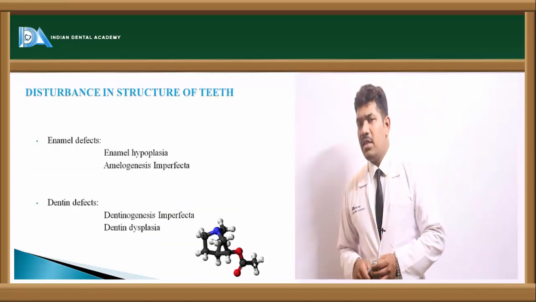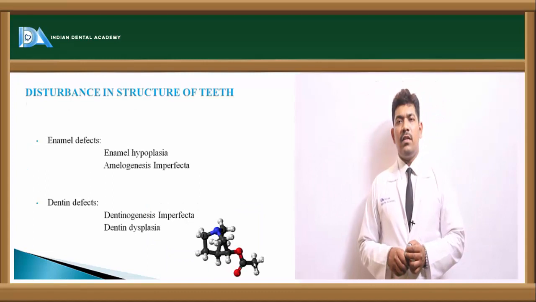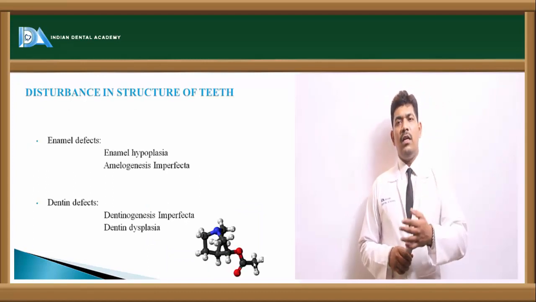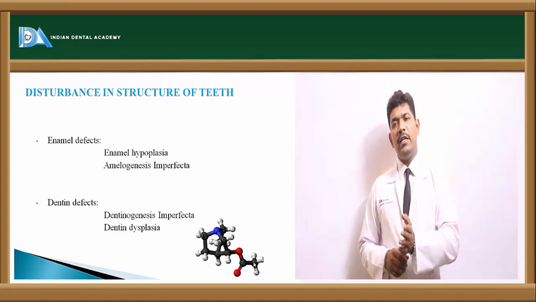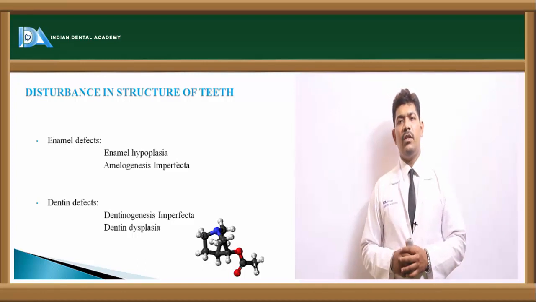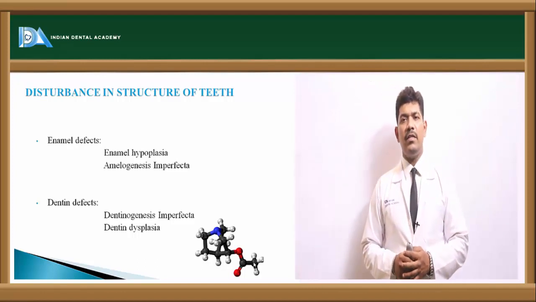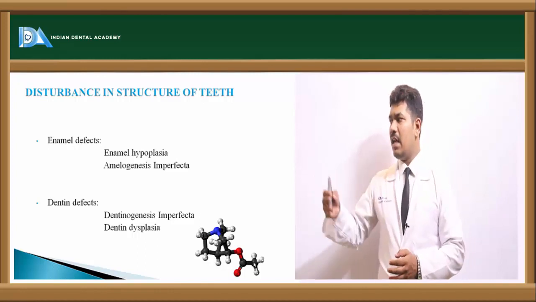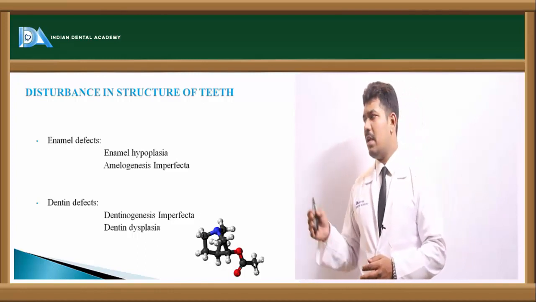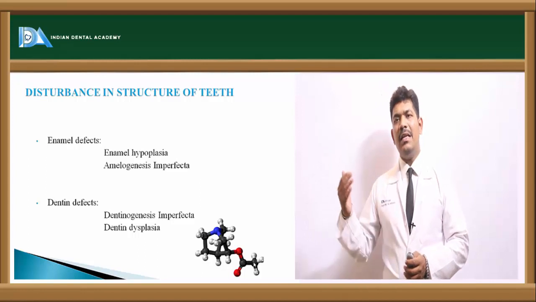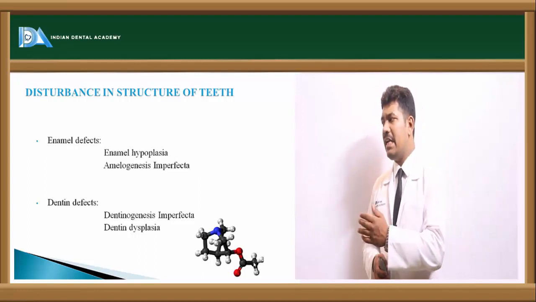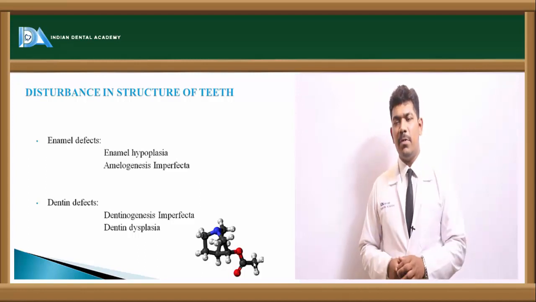Now we have disturbance in the structure of the teeth. This is not very common as a developmental anomaly related to the shape of the tooth, but we have what you call enamel defects and dentin defects. In enamel defects, we have enamel hypoplasia and amelogenesis imperfecta. Similarly, in dentin defects, we have dentin dysplasia and dentinogenesis imperfecta.